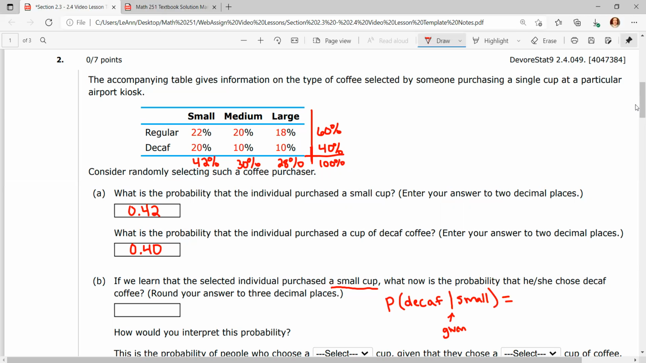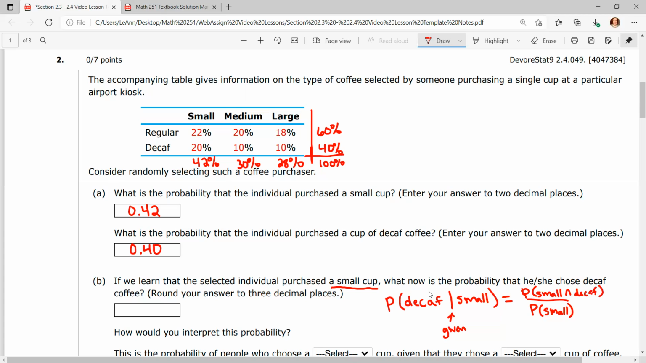So when you're doing one of these, there's a formula for conditional probability. It is reduce yourself to the probability of the sample restriction, which is the small cup. We know we already have just a small cup in our hand. And then on the top, it's the intersection. You are small already, but you're also decaf. So small, intersect, decaf.